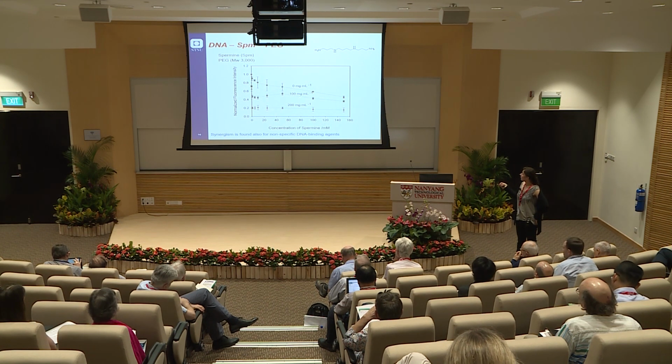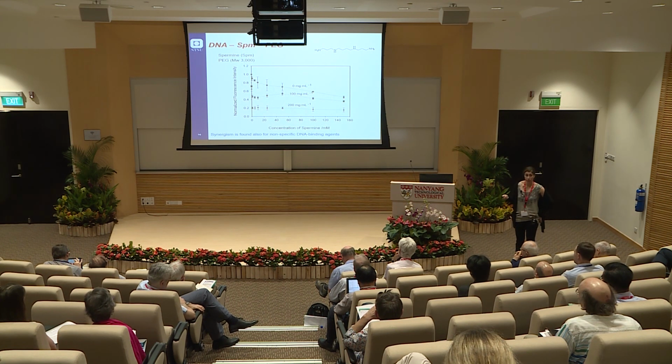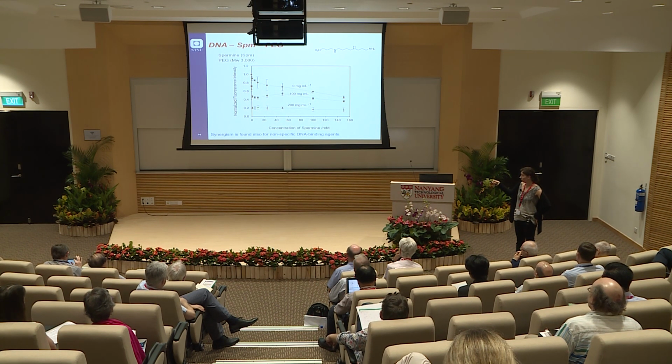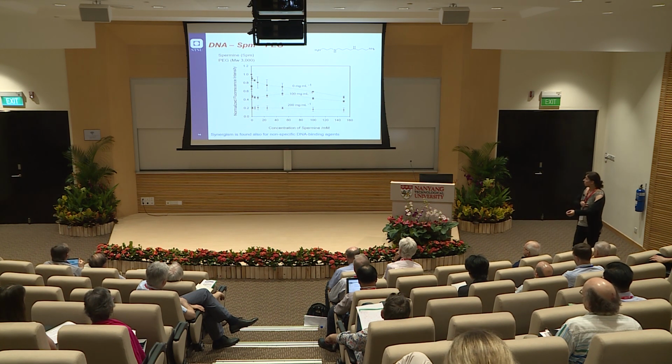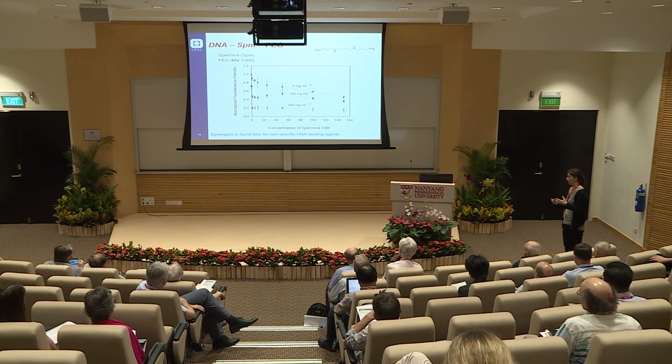But then what we see is that as we increase the amount of PEG, there's this huge decrease in the intensity. So even at very low concentrations of spermine, we see reasonably strong condensation when compared with a system without PEG. So this synergism is also found for non-specific DNA binding agents, and again, this was found before.